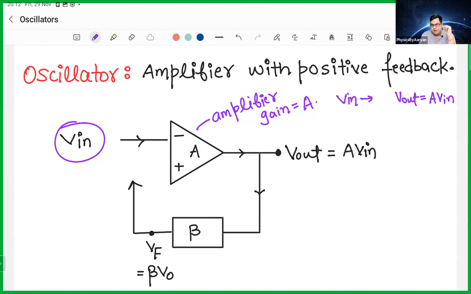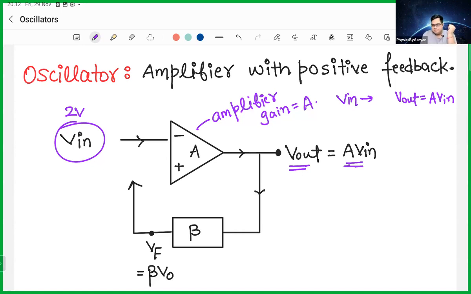Let's say the gain is 10. The output voltage will be 10 times the input voltage. So if the input is 2 and the gain is 10, the output will be 20. If the gain is 100, the output will be 200. If the gain is 1000, the output will be 2000. So amplifiers have some gain, and gain basically amplifies the voltage. Output voltage is gain multiplied by input voltage. That is what I have written.